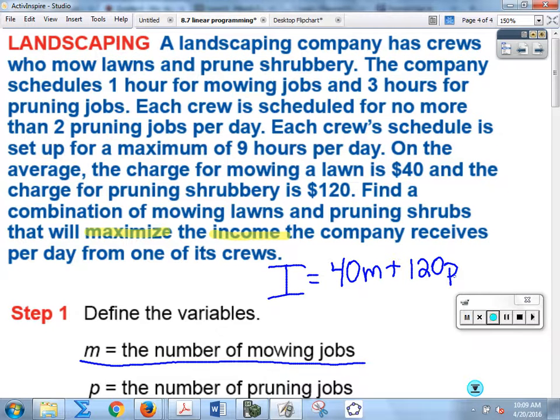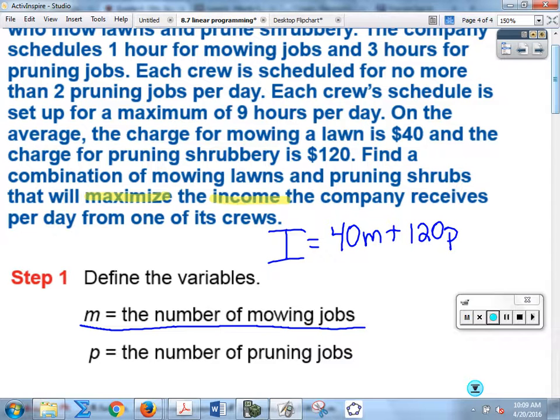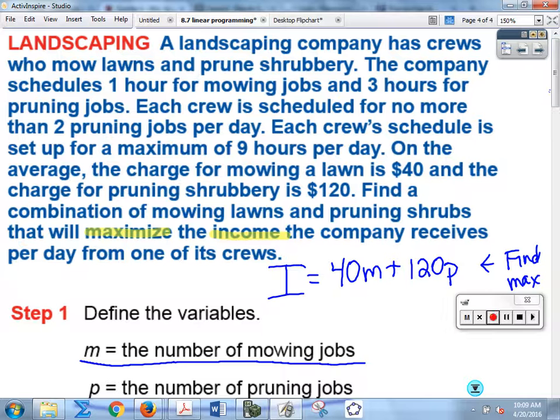So that's the function I'm trying to find the maximum of. I need to find the max of this. And I have to have it under these different constraints right here. So I want you guys to see what equations you can come up with. Use M for the variable for number of mowing, P for the variable number of pruning, and see what you can come up with right here.